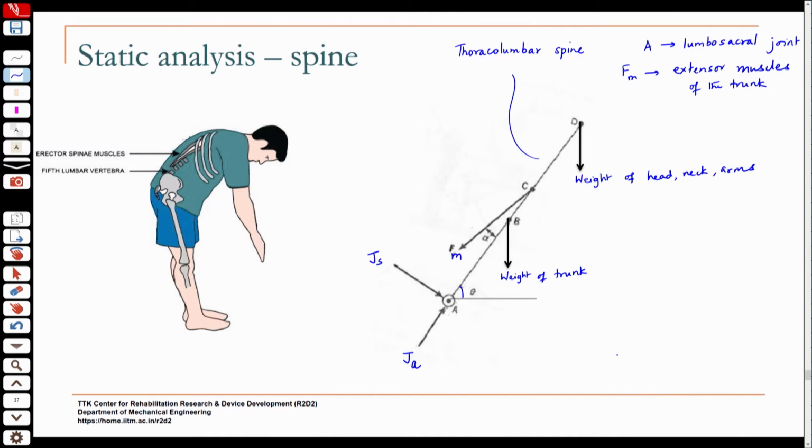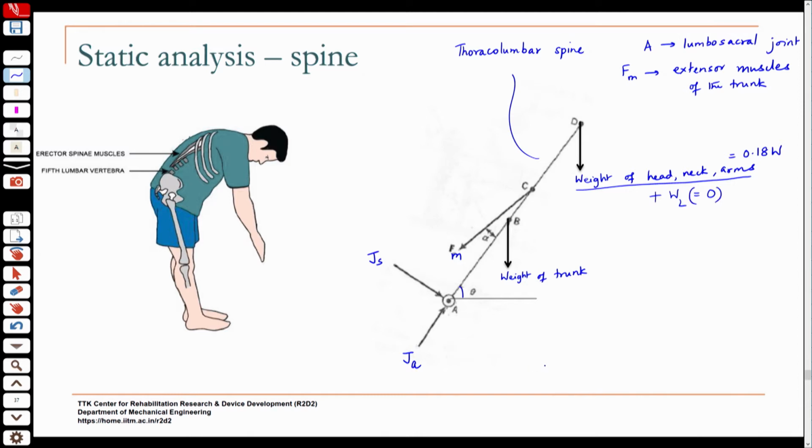Suppose the person is carrying a load, then you would also add that to this. In this case, let us say they are not really carrying a load, but WL equal to 0. But you can basically do the same analysis by adding that load to the arms. Now let me give you some values. Let us say the weight of head, neck and arms equal to 0.18 times, so from anthropometric data, that is equal to 0.18 W.